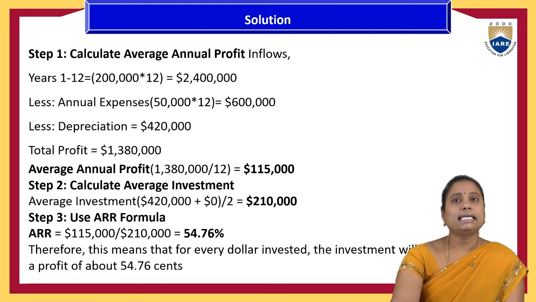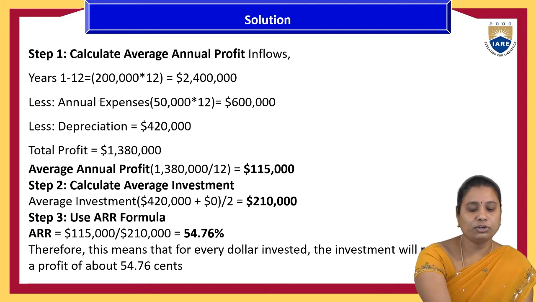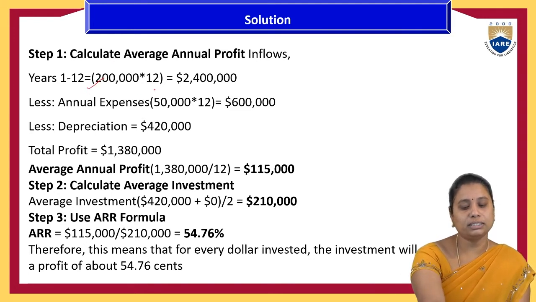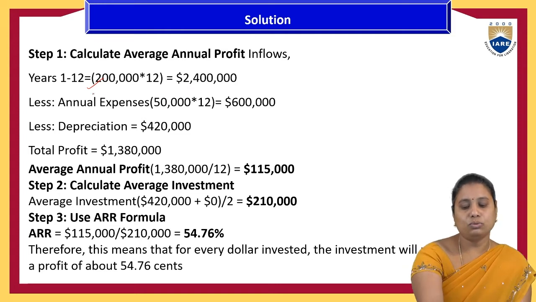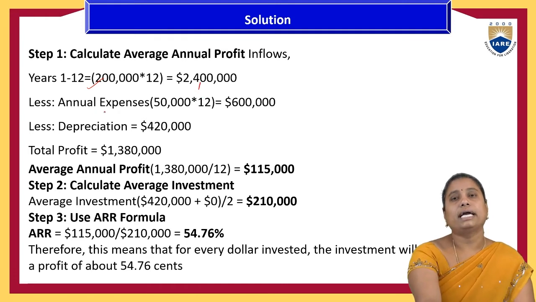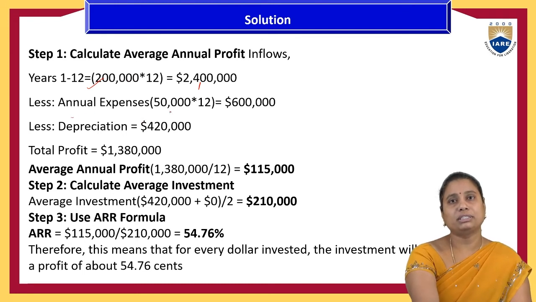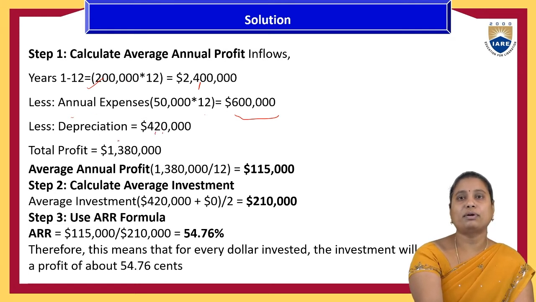Step 1 is calculation of average annual profits. That is the cash inflows. From year 1 to 12, every year they get 2 lakhs rupees, so for 12 years they get 24 lakhs rupees of returns. Out of this, annually they spend 50,000 rupees, so for the 12 years of the machinery's life they spend 6 lakhs rupees. And the depreciation is 4,20,000. So the total profit with that machinery is 13 lakhs 80,000.